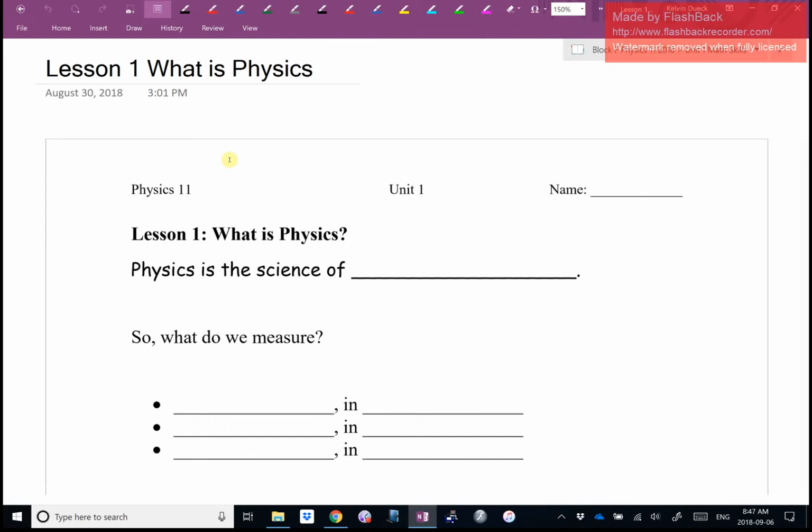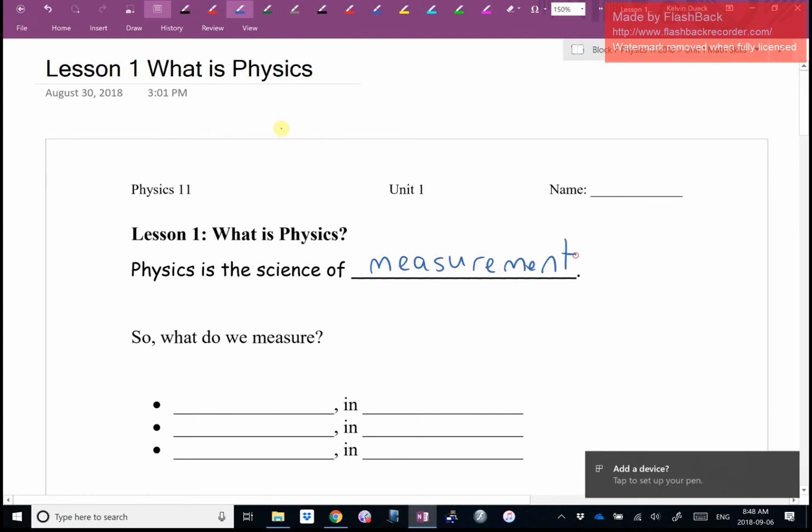If you ask me to give you a definition, I'm going to steal a definition that my college prof gave me in first year physics. My college prof said, physics is the science of measurement.